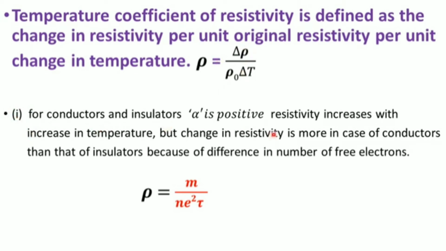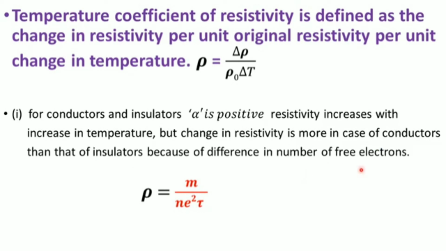Now let us see how resistivity of conductors, insulators and semiconductors vary with rising temperature. In case of conductors and insulators, alpha has a positive value. Why does it have a positive value? Because with increase in temperature, relaxation time decreases and there is increase in number density also. But in case of conductors, there are already free electrons in good number. So the impact of decrease in relaxation time is more than the increase in number of free electrons. So the net effect is an increase in resistivity of the material with increase in temperature.